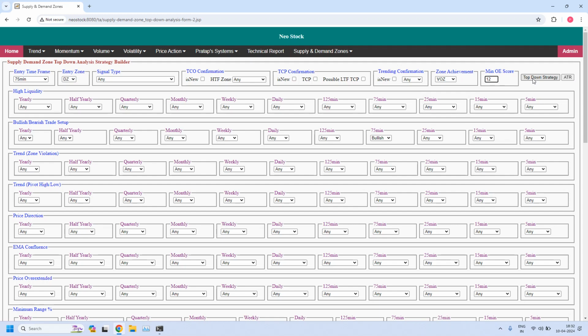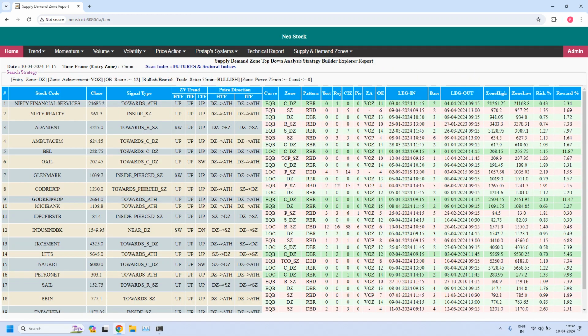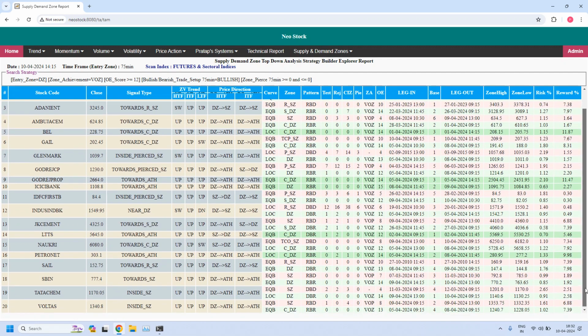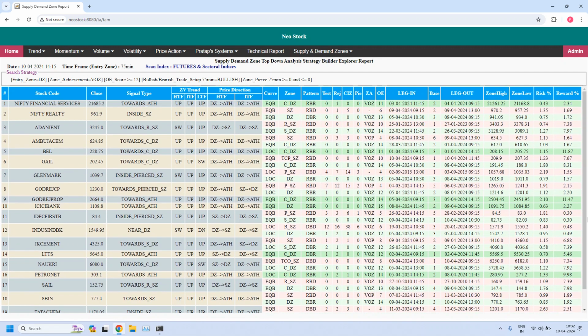Now let me filter the stocks. So total 20 stocks are filtered. Let me scroll down.